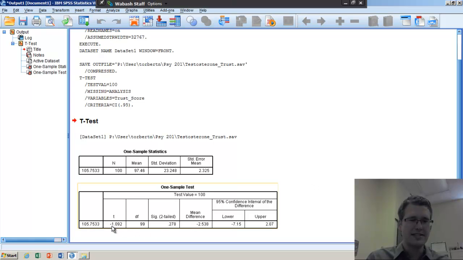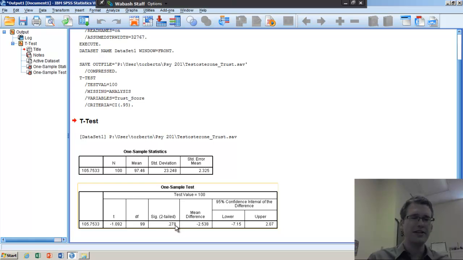The t-statistic is negative 1.092 with 99 degrees of freedom. The two-tailed significance, the p-value for the test, is 0.278. So this is the main information that we would need for class right now to say that the t-statistic was 1.1 essentially, with a p-value of 0.278.